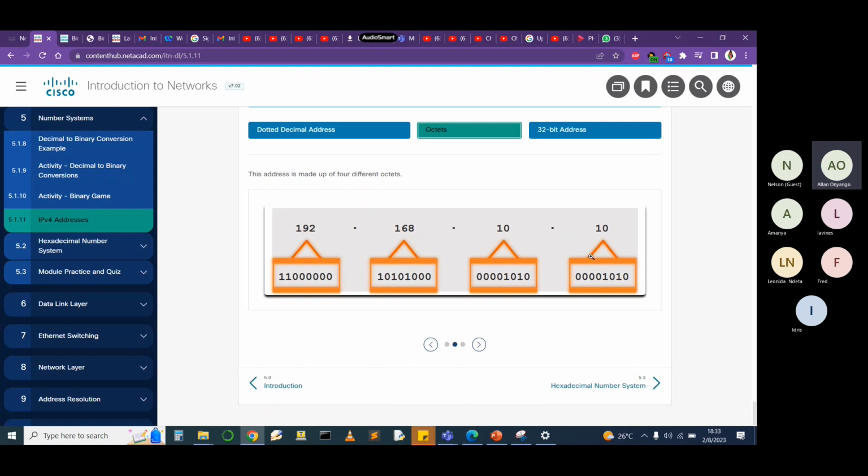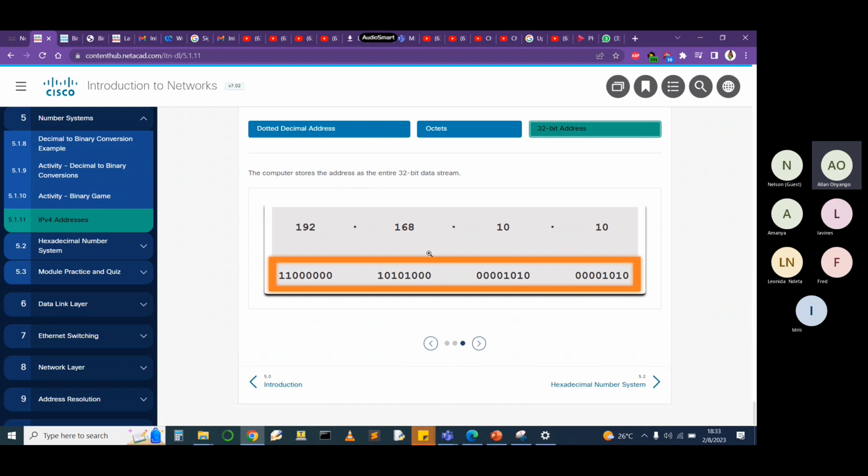In total, each octet has 8 bits: first octet, second octet, third and fourth octet. Then 8 times 4 is 32. And that's why IPv4 is always called a 32-bit address, because it contains 32 binary bits. So do note that.